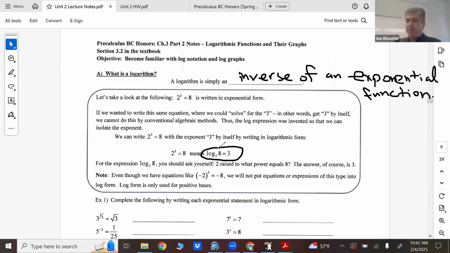Why do we care to do that? That's if you want to isolate the exponent, if you want to get the 3 by itself. So we use logarithms to isolate exponents, because sometimes the exponent's an unknown, and we need to figure out what that is.